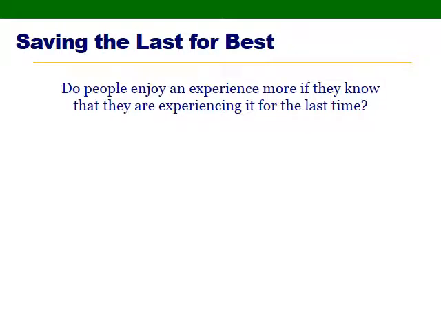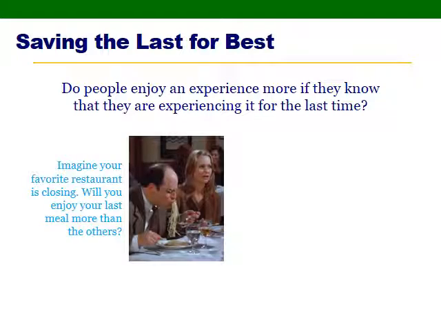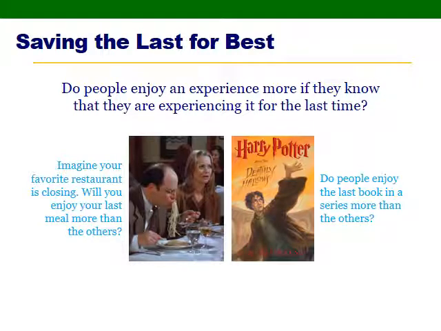You're probably familiar with the phrase saving the best for last, but the third example we're going to look at today describes a phenomenon that these researchers called saving the last for best. Their theory is that people enjoy something more if they know that they're doing that thing for the last time. For example, imagine you find out that your favorite restaurant is closing and you go there for one final meal before it closes forever. They would hypothesize that you'll actually enjoy that meal even more than usual because you know it's your last one. The same thing could be said for movies or books or TV shows.